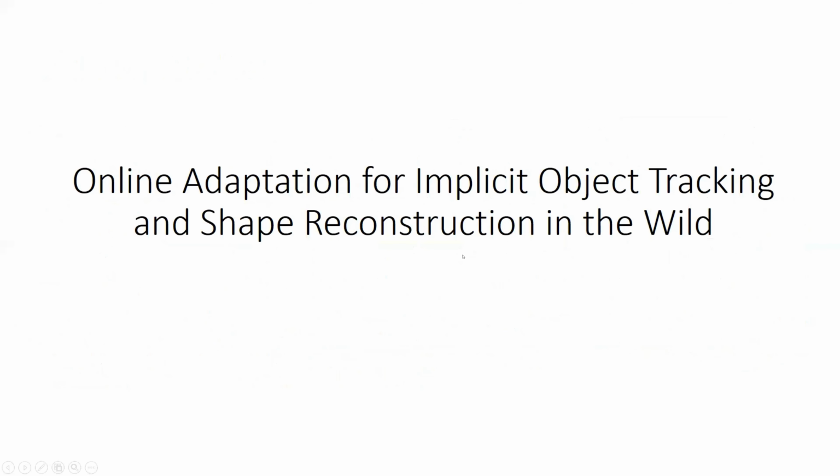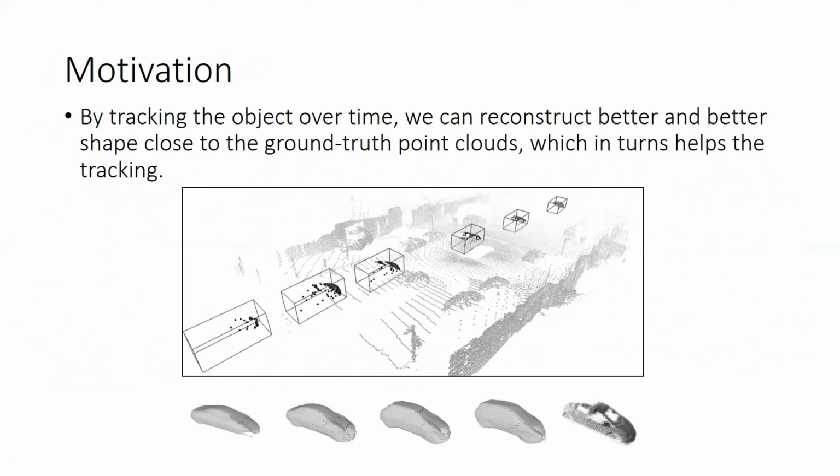Okay, the last topic is also for the SOT setting. It's called online adaptation for implicit object tracking and shape reconstruction in the wild. So the basic idea of the last work is that by tracking the object over time, we can reconstruct better and better shape close to the ground truth.